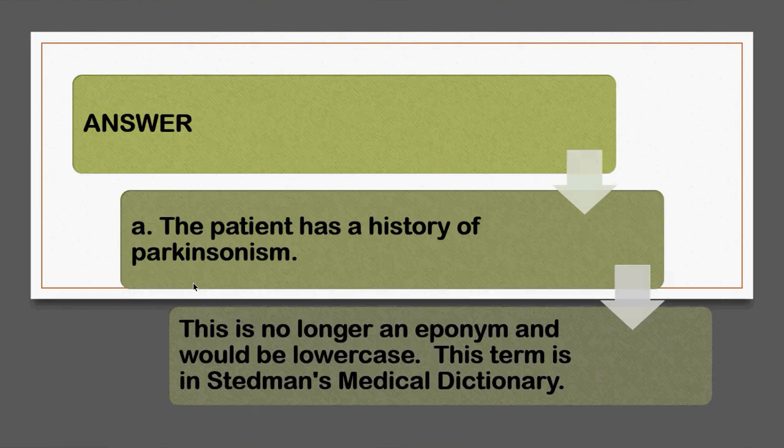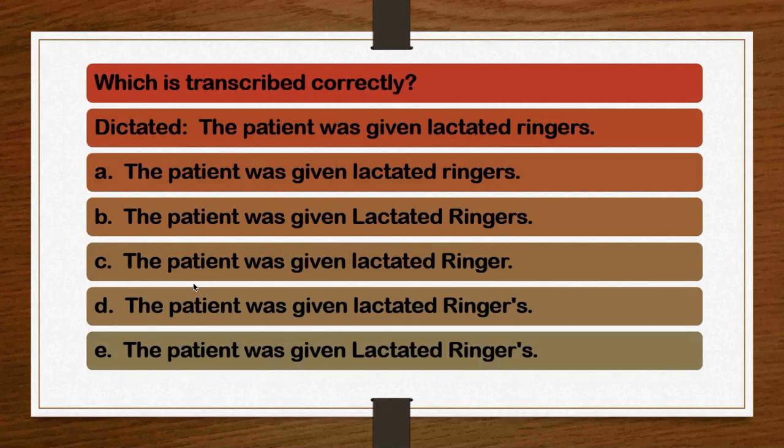It was an eponym when it was Parkinson or Parkinson's disease because it was named after somebody, but when the word changes form, it changes case also. This term is in Stedman's, and it is lowercase. You'll see this for a couple of them, like you have Cushing's disease or Cushing disease, and then Cushingoid features. When it changes form again, make sure to look it up to be sure whether it's capitalized or not. All right.